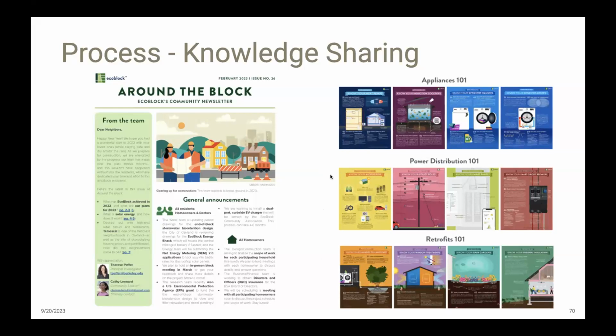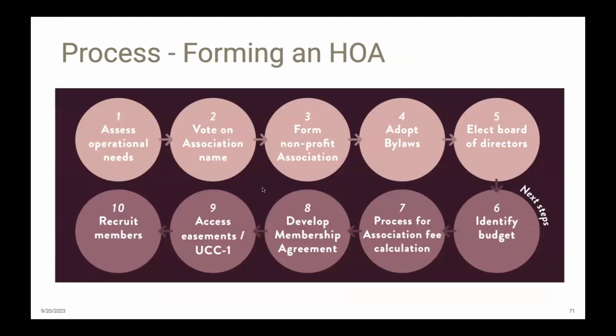The block also needed an entity for the collective ownership of shared assets. So our team's legal experts helped form a homeowners association that owns, operates, and manages the shared PV array, the electric vehicle and charging station, and if additional funding comes through, the shared battery and microgrid components. So not only are we retrofitting a collection of existing buildings for an all-electric future here, we're also retrofitting an existing neighborhood with an HOA, which is pretty unusual.